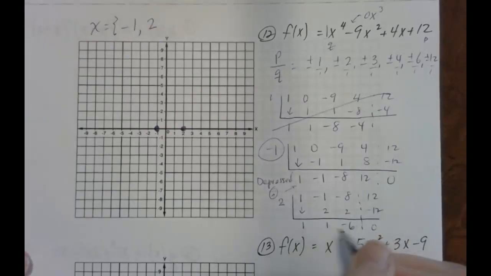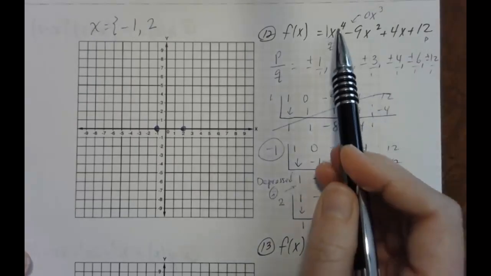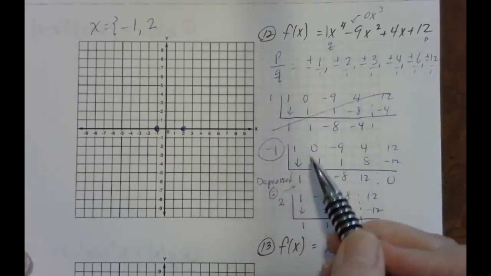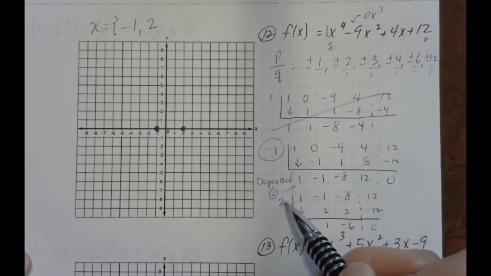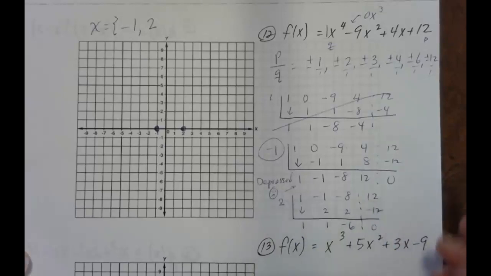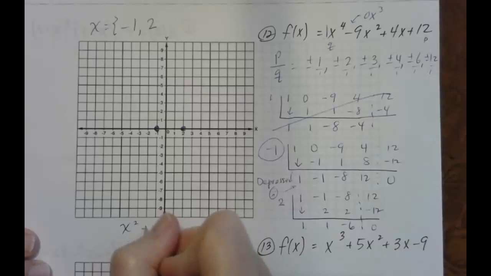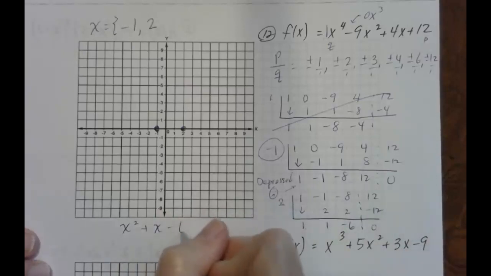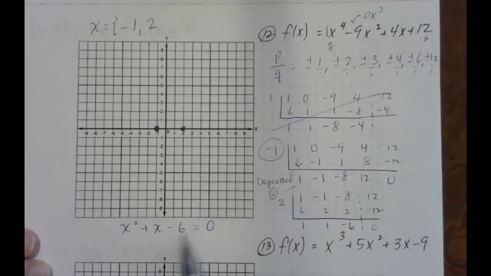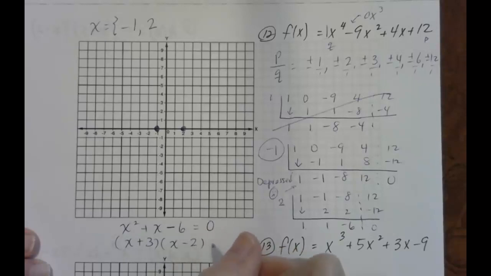Well, what do we have left? We depressed it from first a fourth to a cubic. And now we have a quadratic, which of course is to the second power. So that is 1x squared plus 1x minus the 6, which hopefully everybody looks at that and goes, wow, factors of -6 that add up to 1 are going to be x plus 3 and x minus 2.